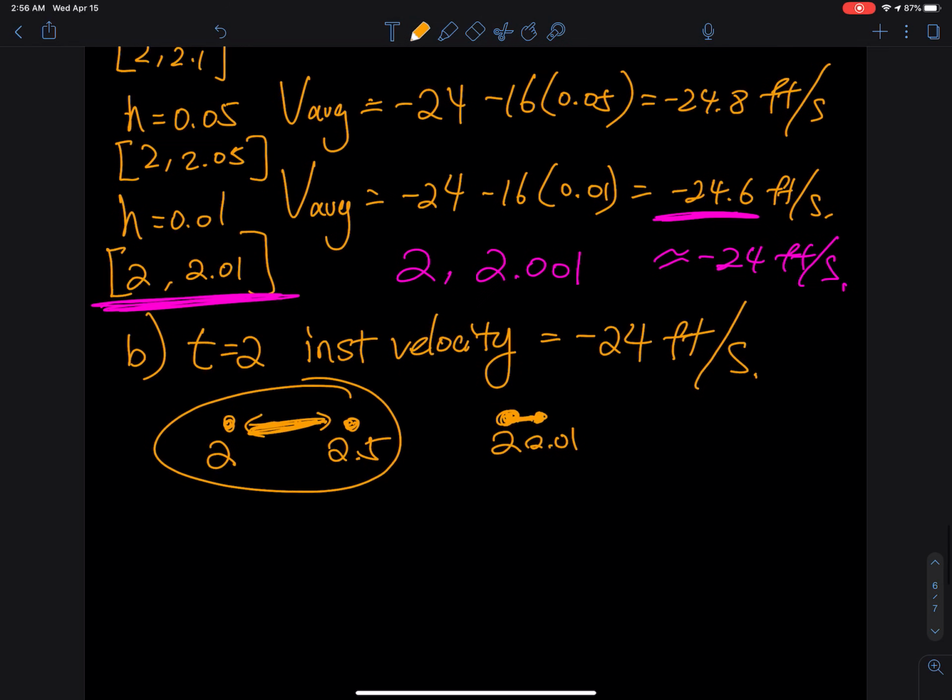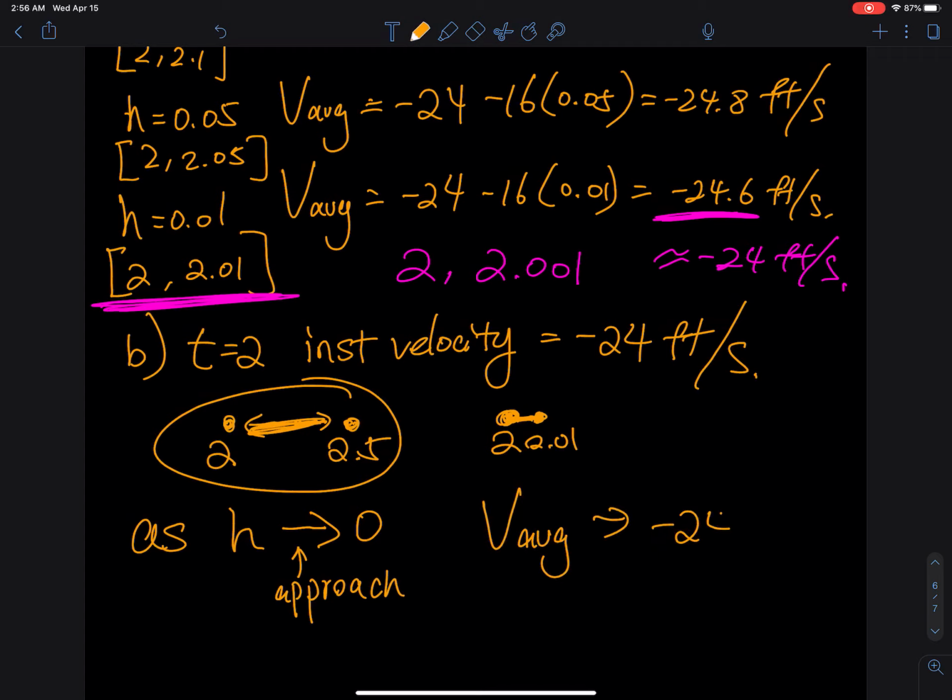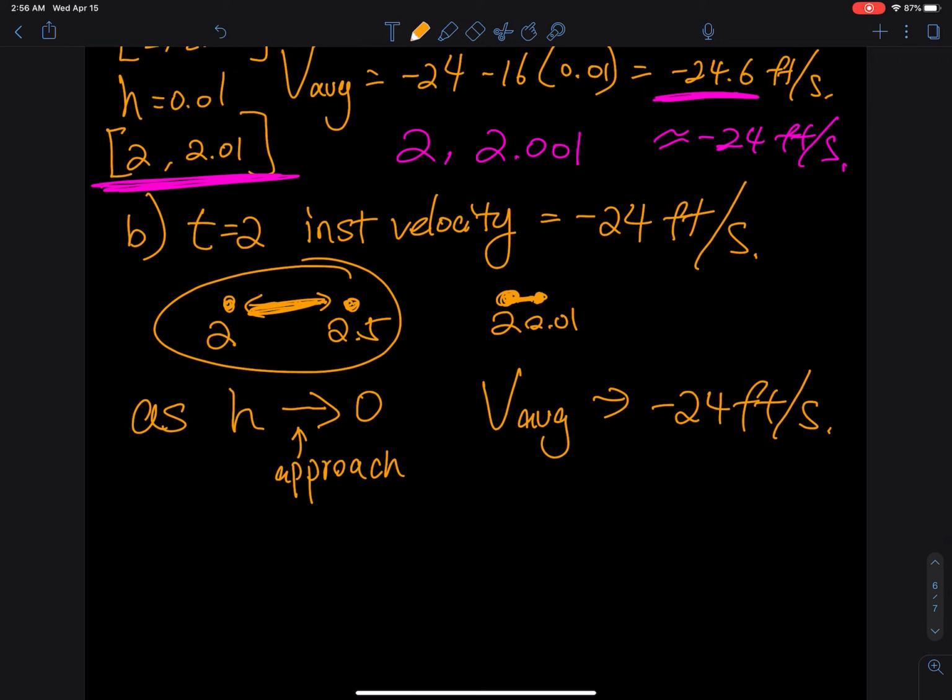So that means as h, get used to this symbol. This is not an arrow. This symbol means approach. As h approaches 0, the average velocity approaches negative 24 feet per second. So that brings you to a very important symbol that we will be using in the future. This arrow in differential calculus, especially in limits, means approach. So when you see this arrow in the future, that means approach.